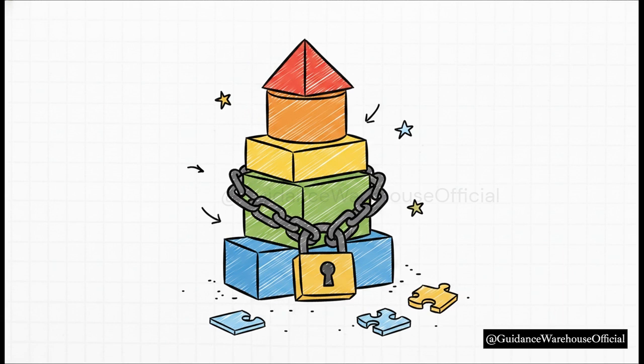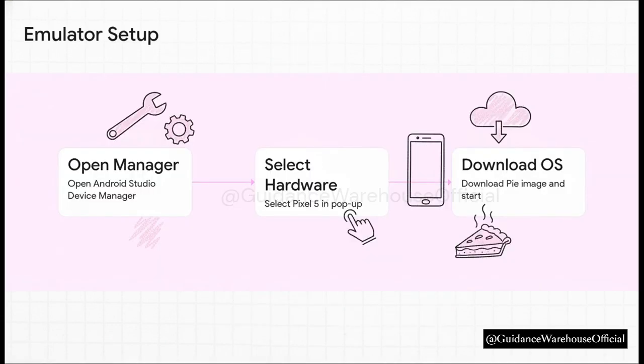Lock these in first. Once our stack is set up, we need a place to actually view our app, right? Setting up a testing environment is a super simple 3-step process inside Android Studio. First, you just open the device manager from the Tools menu. Second, select your hardware. In our case, we'll create a virtual Pixel 5. Third, download the operating system image, like the Pie release, and hit start.